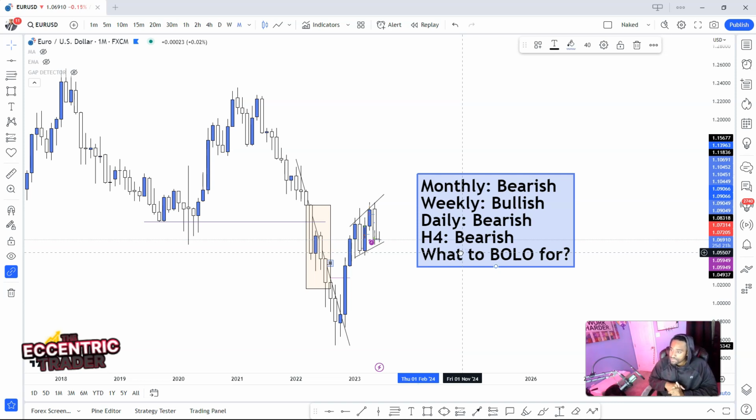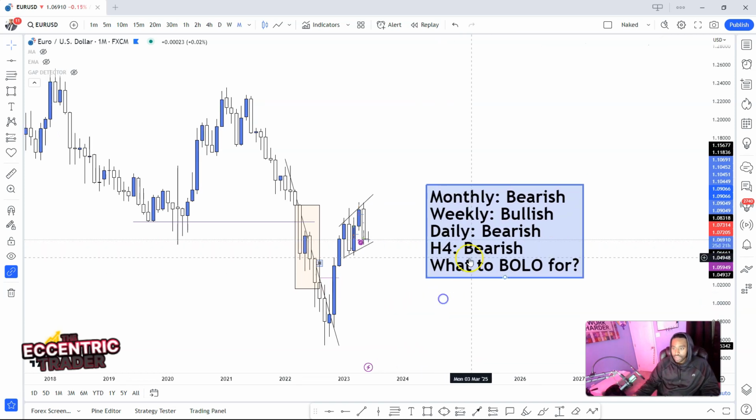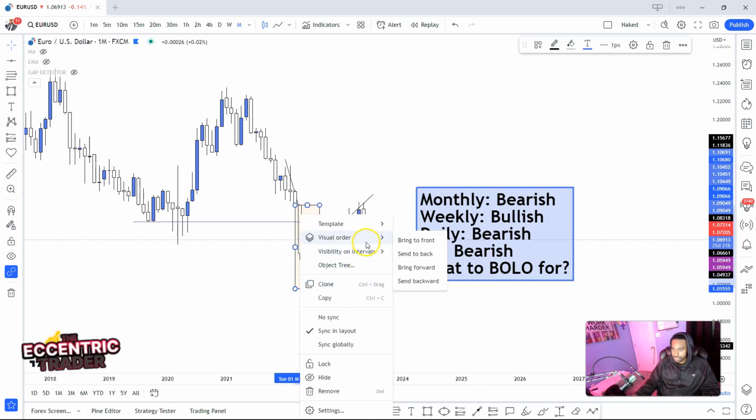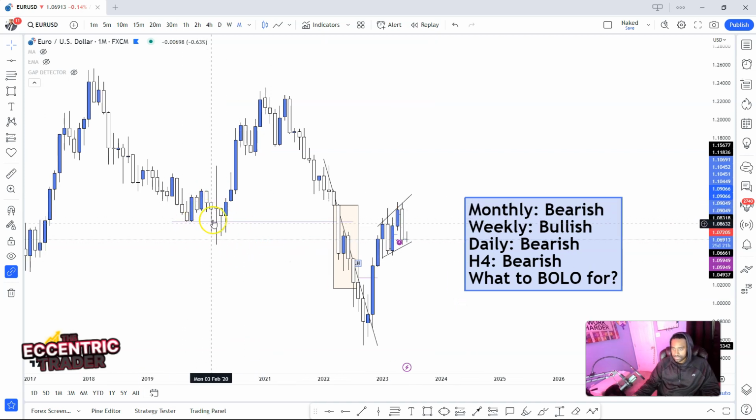Alright, we got the monthly time frame. Bearish, right? Very, very bearish. How do we get here? That's the number one question. Where am I in structure currently? Alright. So the last low that was broken was this low right here as far as the monthly time frame.